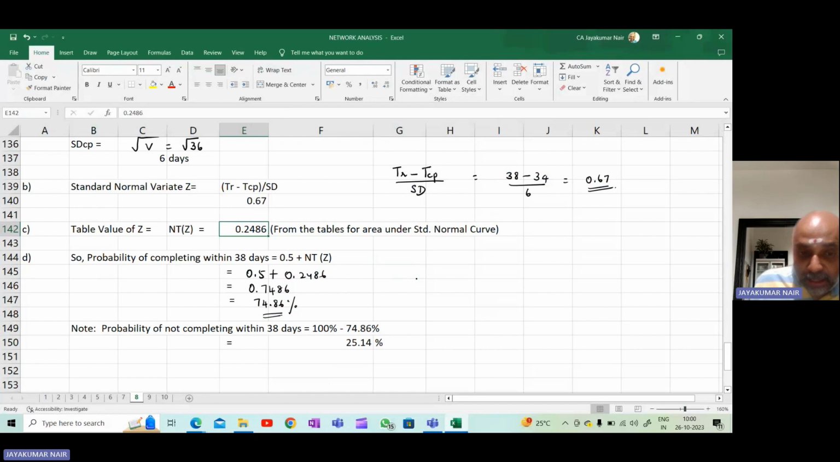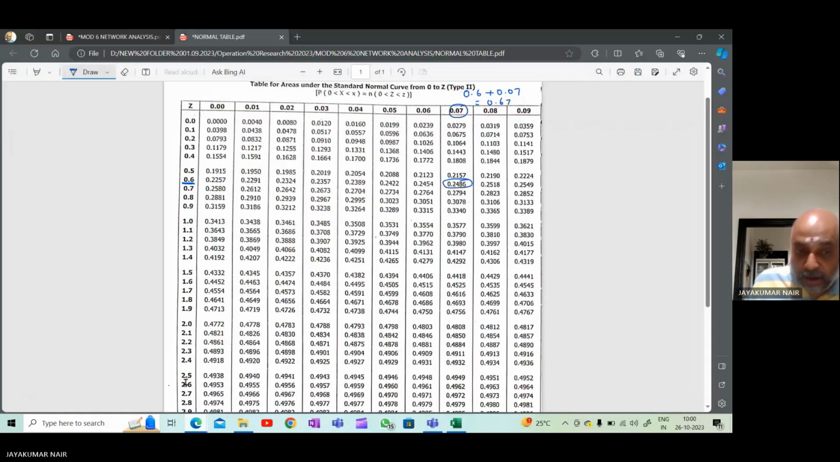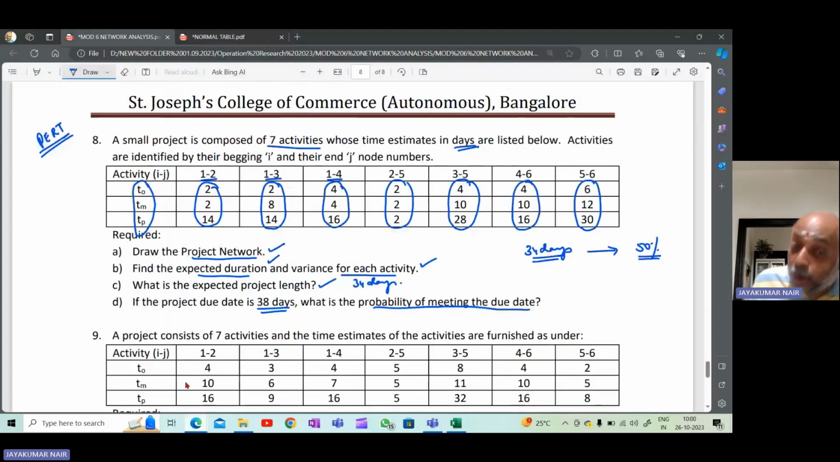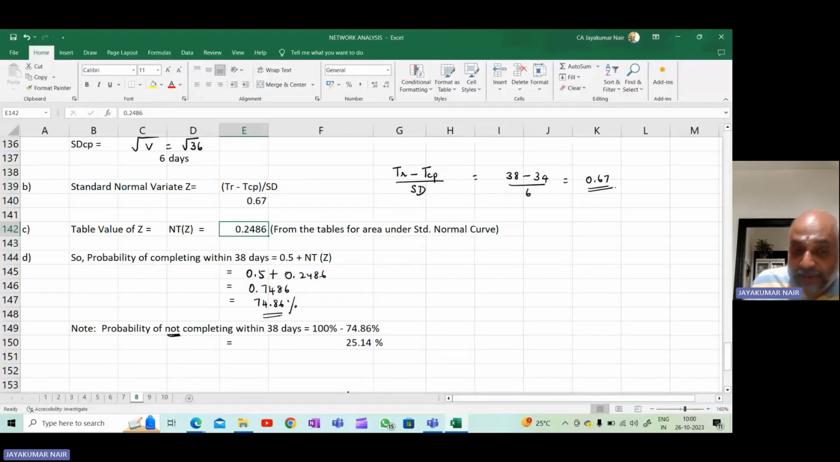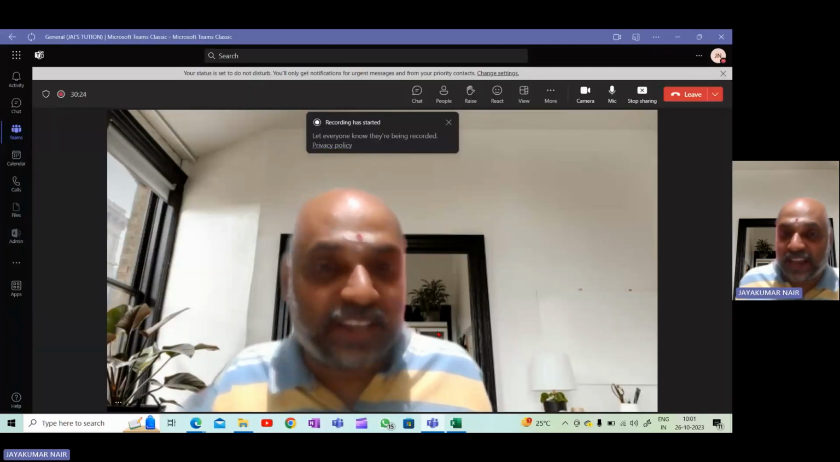Now, the probability of not completing within 38 days. Here they are asking about completing within 38 days. Not completing within 38 days has not been asked in the question. Supposing the question had that also, what is the probability of not completing the project within 38 days? In that case, the chance of completing the project is 74.86%, so the probability of not completing will be 100% minus 74.86%, which is 25.14%. I hope you have understood how to do the PERT calculation.